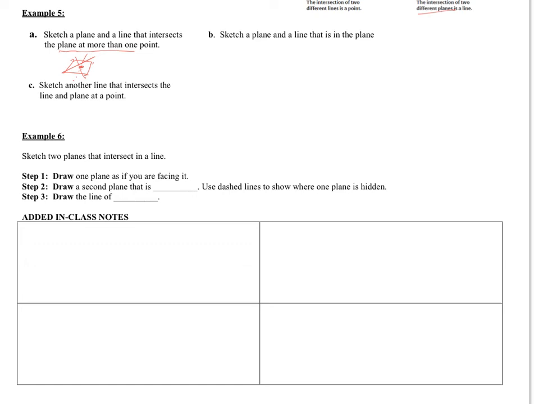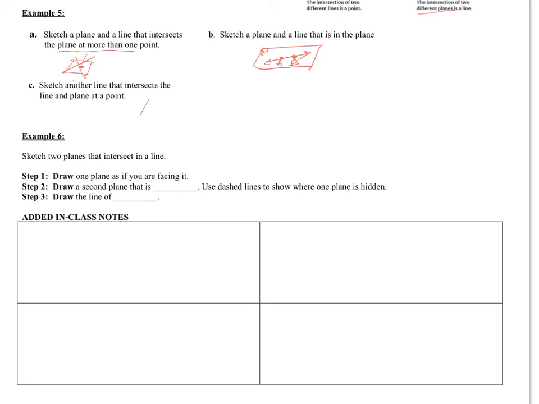Sketch a plane and a line that is in the plane. So draw the line on the plane, and we can name this plane P and name these points A and B. It's totally arbitrary. Part C, sketch another line that intersects the line and plane at a point.